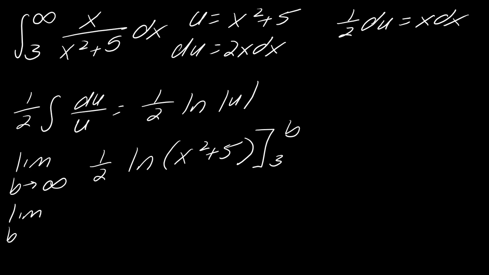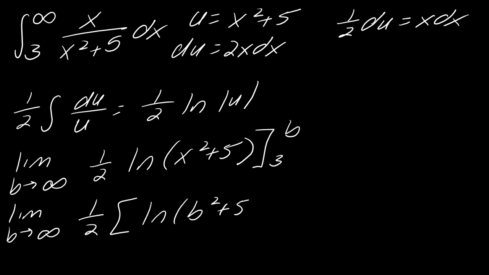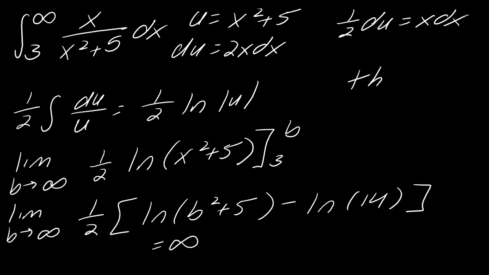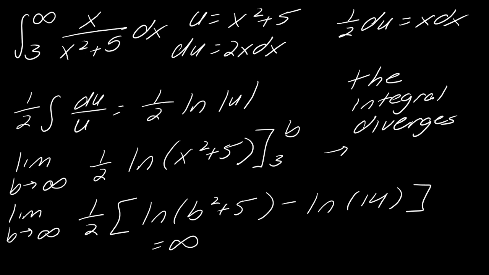And so then we have to evaluate this as b goes to infinity. So if I set this up, I have 1/2 times the natural log of b squared plus 5 minus the natural log of 14. Okay, so as b goes to infinity, this thing is just going to end up exploding. So this actually is going to equal infinity. So the integral diverges. And so since the integral diverges, the series diverges.